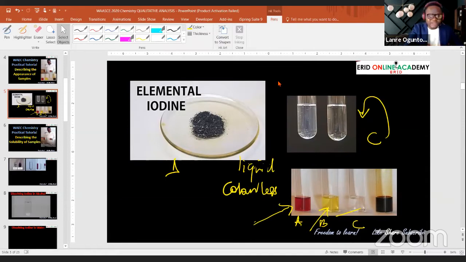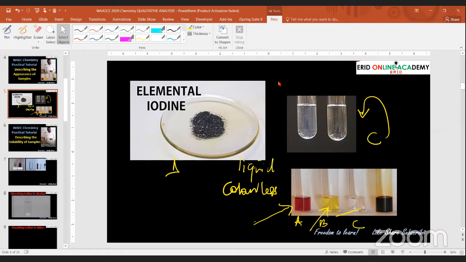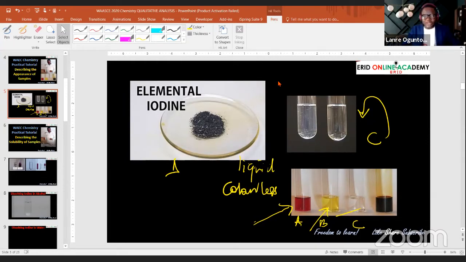Yes, who is D? Sample D. Yes, please. You said? Black crystal. Okay, it's a black crystal. So you can see black crystal, you say it's a black solid. But if you see this, you'll be able to tell actually that it's a black crystal. We'll say dark brown crystal, as long as you have that darkness. Okay, it's a black crystal.